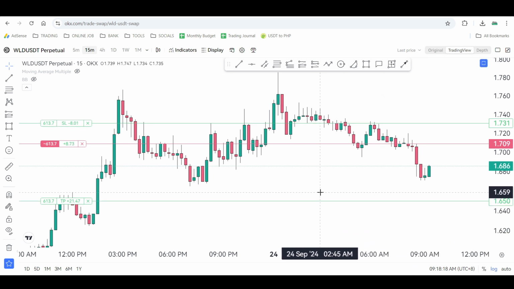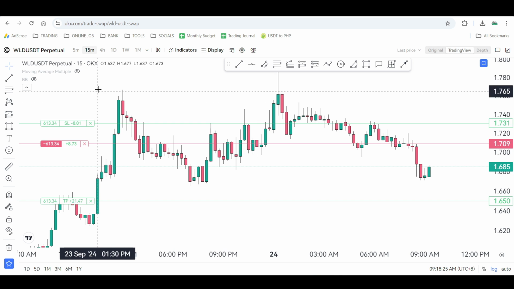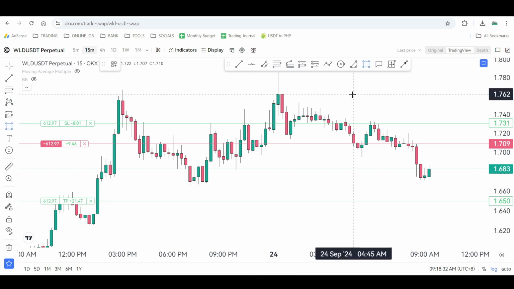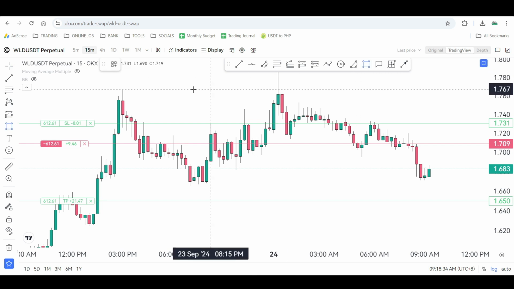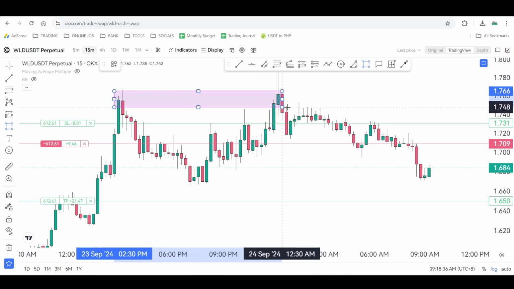Today, I'm going to share with you my process for analyzing coins to trade. Currently, I'm trading WorldCoin on the 15-minute time frame, and I've entered a short position. The primary reason I decided to short WorldCoin is that it has already reached a significant resistance level.